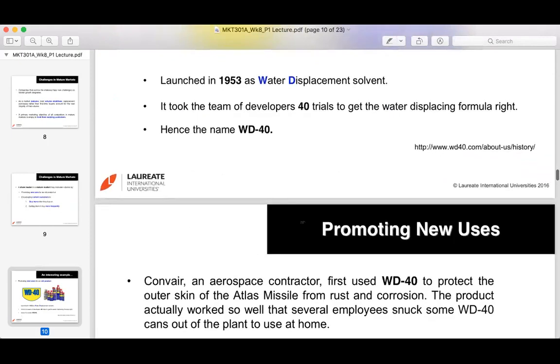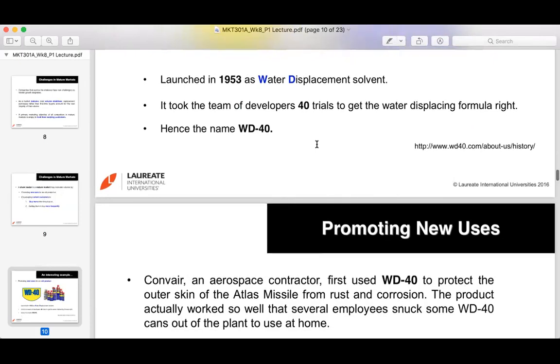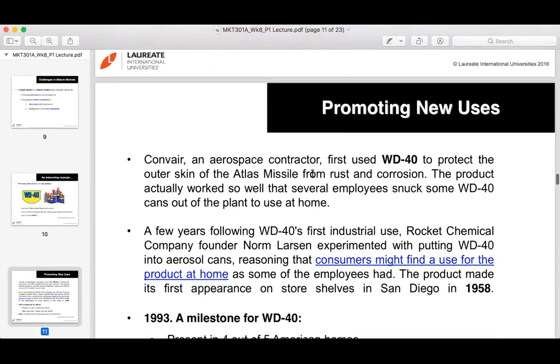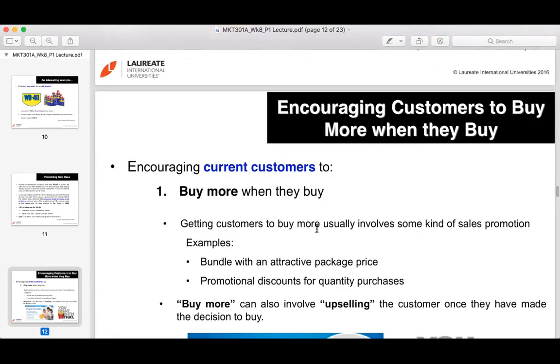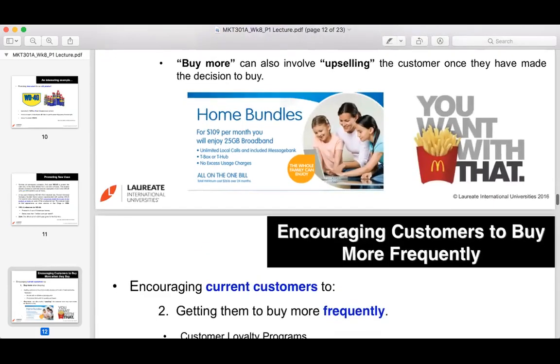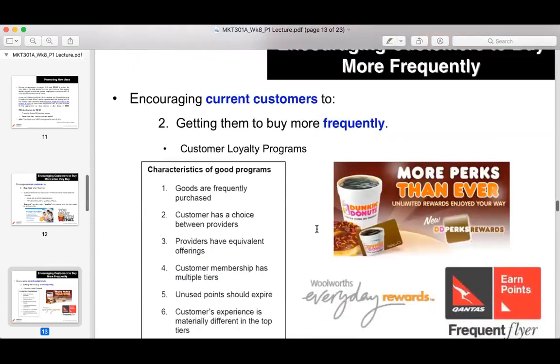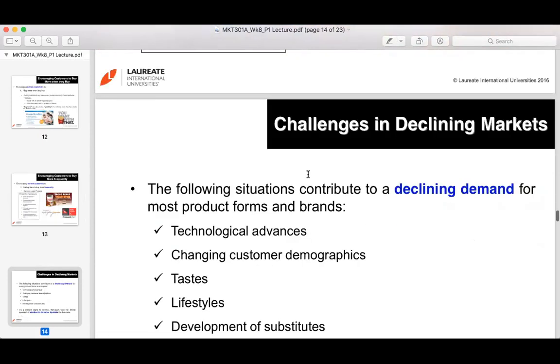It was launched in 1953 as a water displacement solvent, and developed through 40 trials to get the water displacing formula right, hence becoming WD-40. Promote new uses, and encourage the customers to buy more often or to buy more when they buy, such as these guys here. And we also have another example here to encourage customers to buy more frequently.